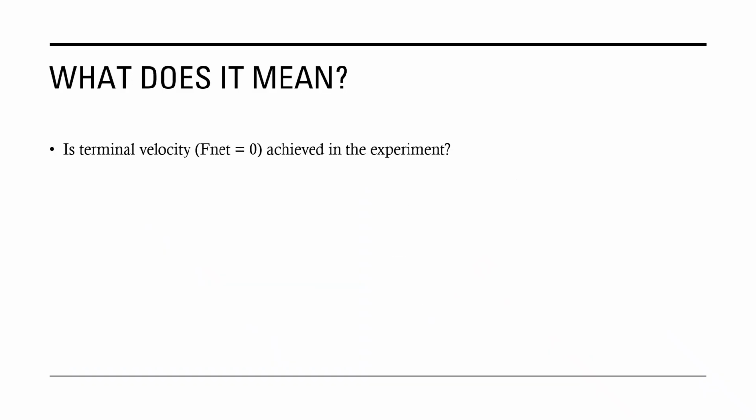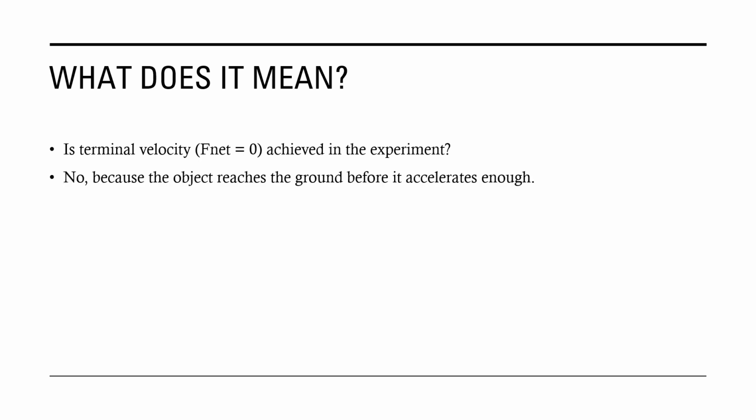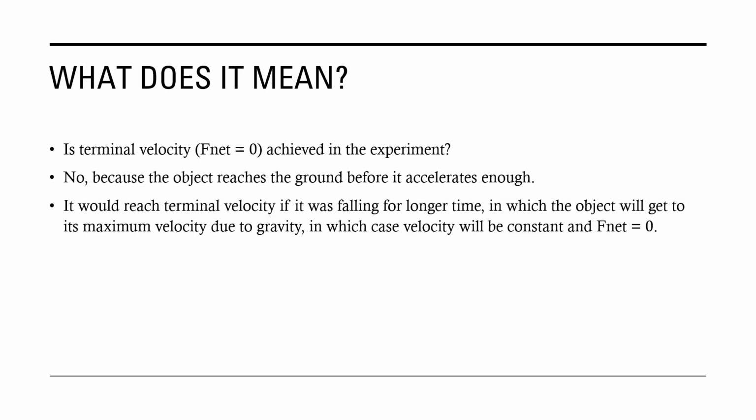So to answer some questions: is terminal velocity achieved in this experiment? The answer is no, because the object reaches the ground before it accelerates enough. To reach terminal velocity, the object would have to be falling for a much longer time and reach its maximum velocity. In that case the velocity will be constant because it will be at its maximum, and then F net would equal 0.